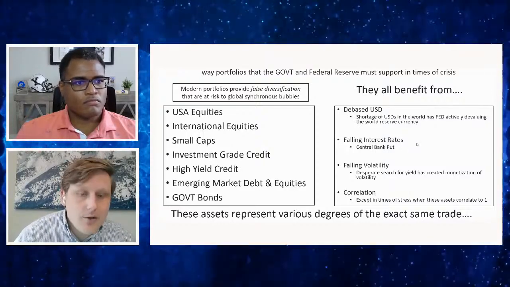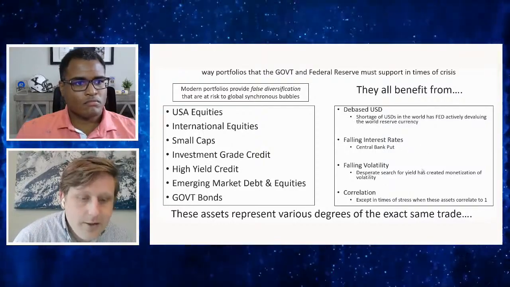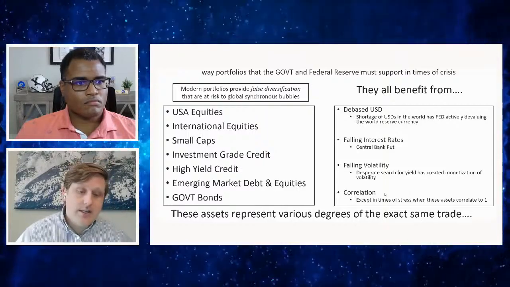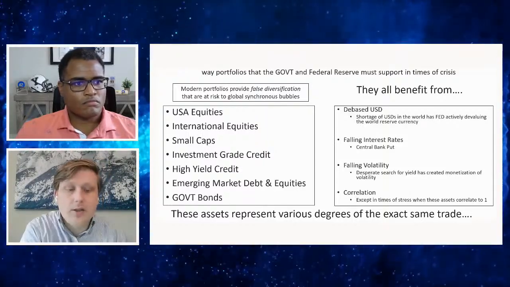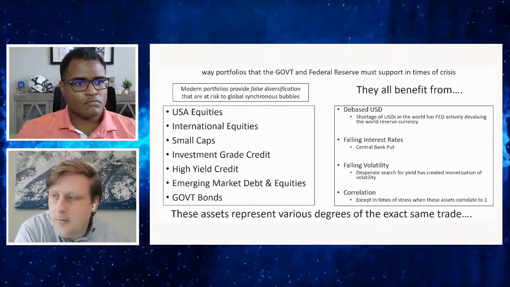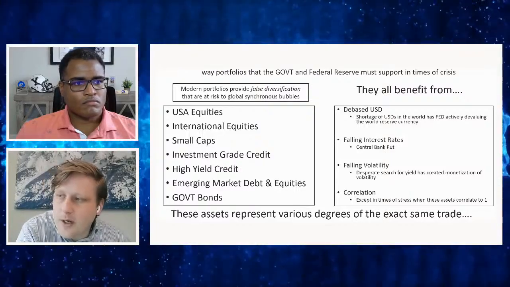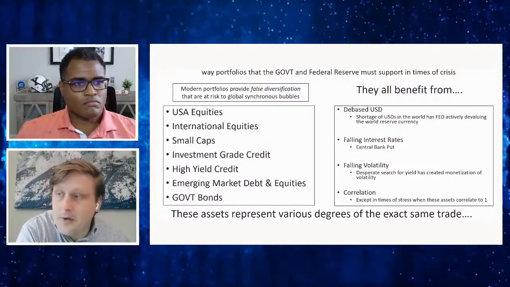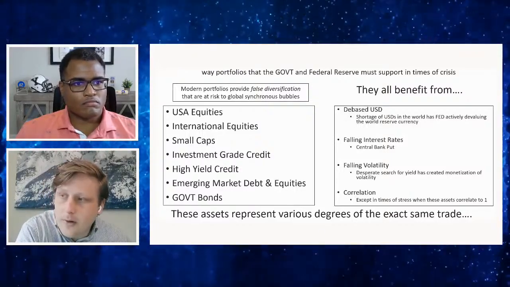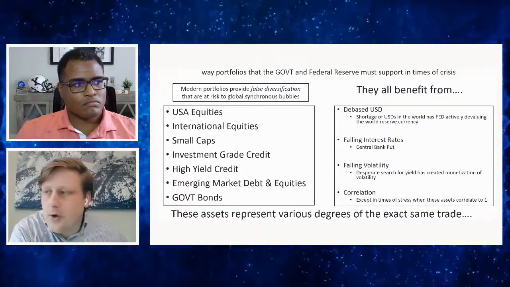They need falling interest rates. They need falling volatility, and they need their correlations to stay intact, which we know does not happen in times of stress. I think March 2020 was a microcosm of that, and of what may happen in the future, a little more, with everything basically correlated to one.